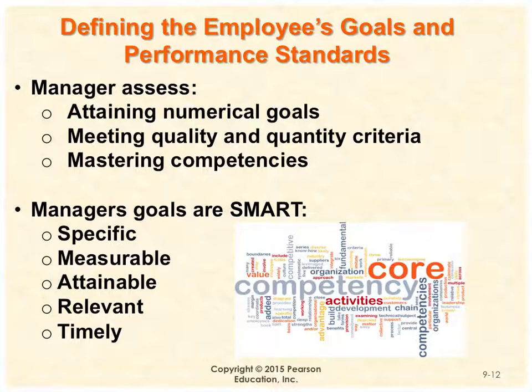All right, defining the employee's goals and performance standards. Like I said, sometimes we set the goals for employees. Sometimes the employees help set their own goals, but we have a lot of different things that we can look at. We as managers need to assess. Attaining numerical goals is one option, where we set a quota. You must meet this quota. You must get up to this certain numerical point. We also have another one, which is meeting quality and quantity criteria.